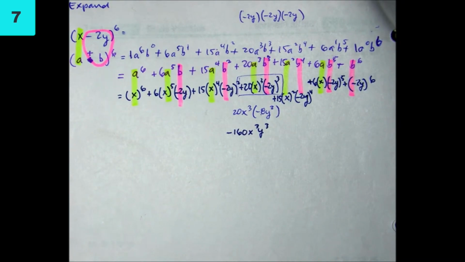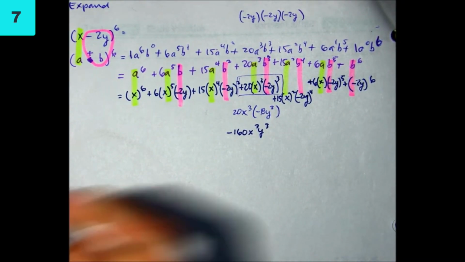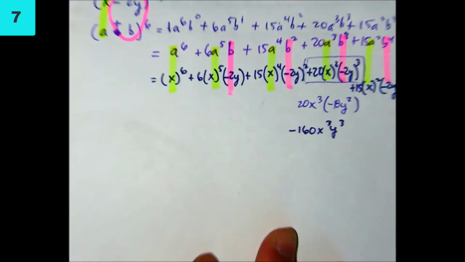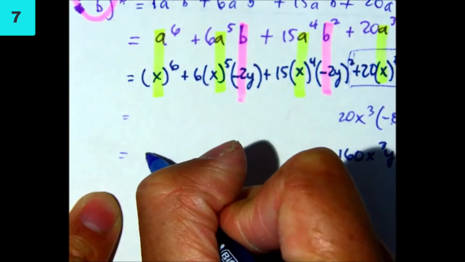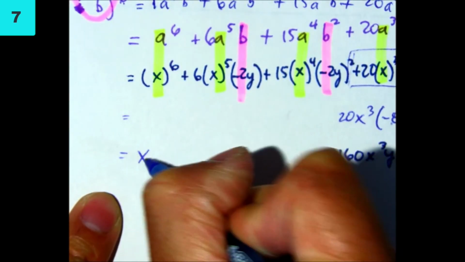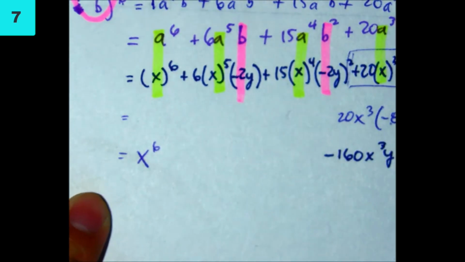Alright, special winner, Caesar! Simplify this one over here. Caesar, this one just becomes what? X to the 6. Okay, Caesar, how about this one?